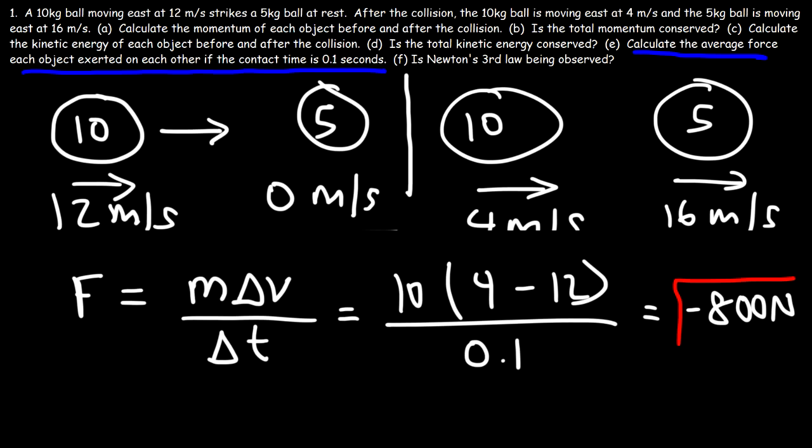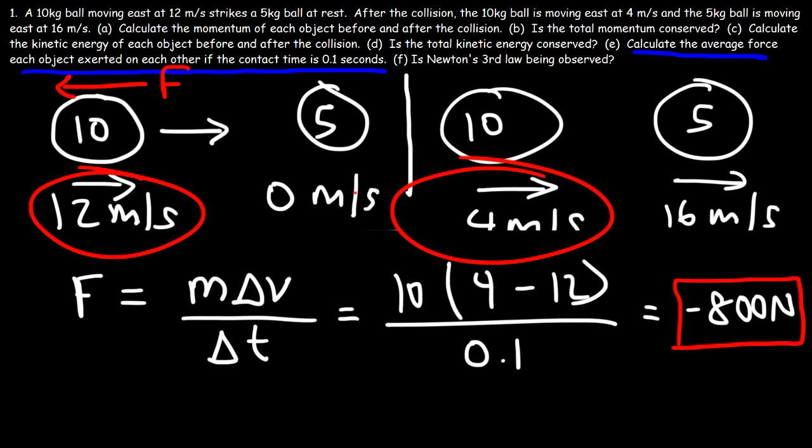Now you might be wondering, why is that force negative? The reason is that the force is directed towards the negative x-axis, and it's going in the opposite direction of which the ball is moving. The 10 kilogram ball is moving to the right, and the force is directed to the left. So in this case, this force is acting in such a way to slow down the object. It's decelerating it from 12 to 4. That's why the force is negative.